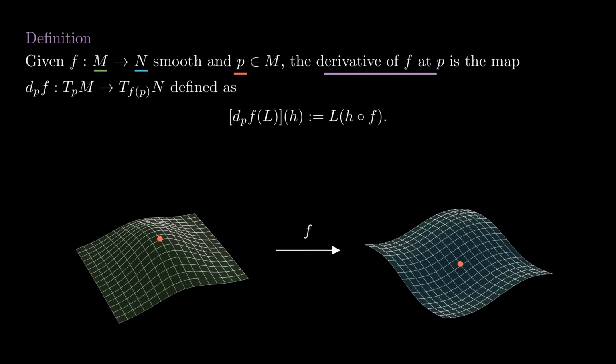Now back to smooth functions. When we have a smooth function f from M to N, then for any P in M, there is an induced linear function dpf from TPM to TF(P)N. How? We start with the derivation L in TPM. Then notice that for any smooth function h in C∞ of N, the composition h∘f is in C∞ of M, so we can apply L to it. This very simple algebraic formula has a very geometric interpretation. If L is the derivation associated to a curve gamma, then dfL is the derivation associated to the curve f composed with gamma.